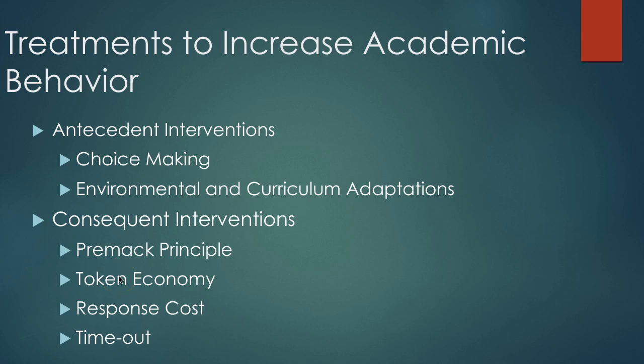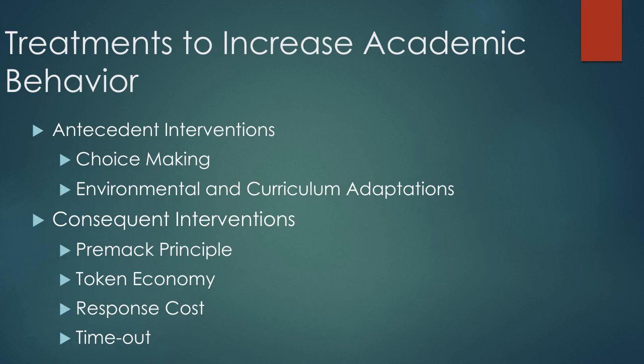So how do we increase academic behavior? Antecedent interventions such as choice making. Task choice is more effective on students who are more sensitive to escape from demands. So you give them options of activities that they need to complete anyway, and then they get to feel as if they are in charge of what they're going to do. Environmental and curriculum adaptations such as preferential seating or the use of white noise may have a positive impact on reducing the impact of environmental distractions.